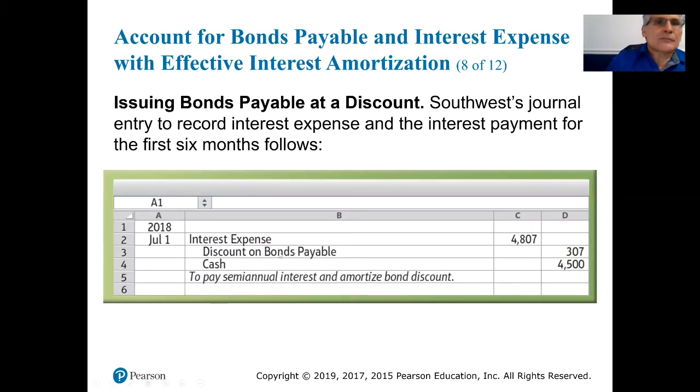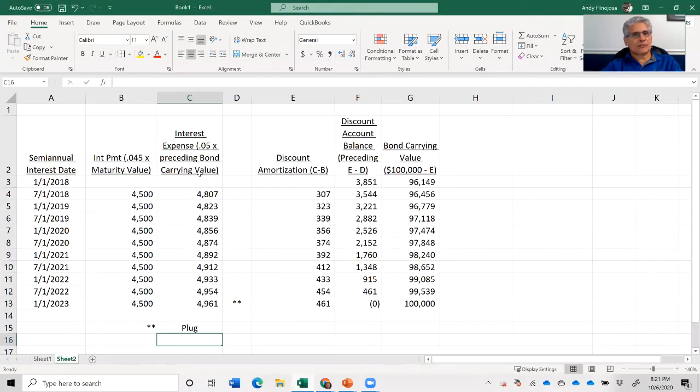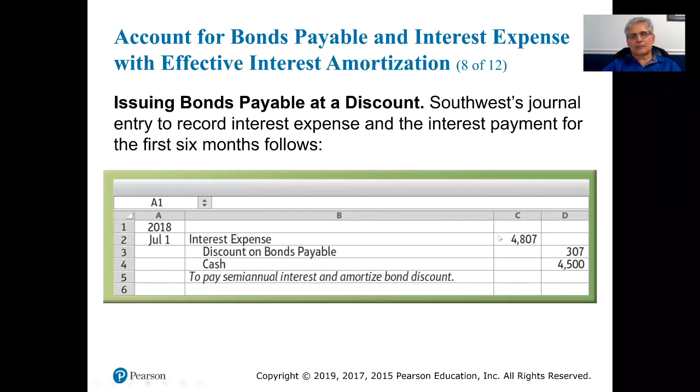Okay, so now that we know how to do the effective interest rate amortization, we can use the table to record our journal entries. The way we're going to record our first payment, which is due on July 1st, 2018, is we're going to record interest expense. Where does that come from? Well, we'll look at our table. What's the interest expense amount? For July 1st, 2018, the amount of interest expense is $4,807. Bingo. That's what we're booking as interest expense for the journal entry.